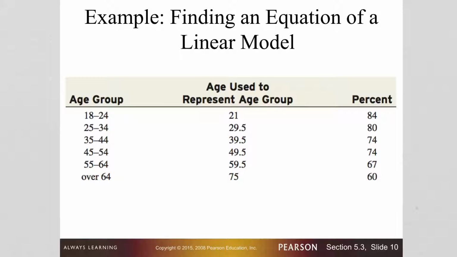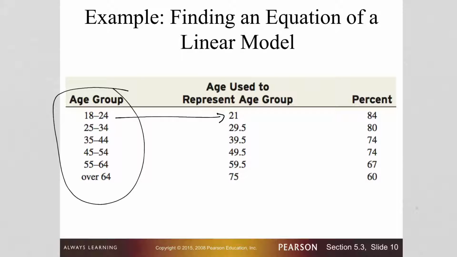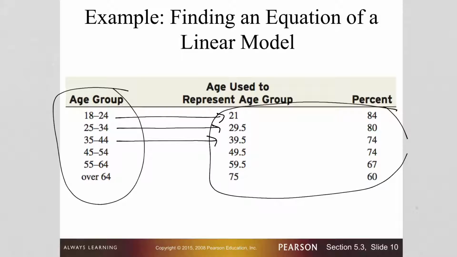Okay, so notice in this table how there are 3 columns. We only need 2 of these columns in order to graph our data. This age group column is giving you an age range. And if you'll notice, the median age is 21. Same thing with this one, same thing with this one. So these are actually the 2 columns that we're going to be plotting on our graph.